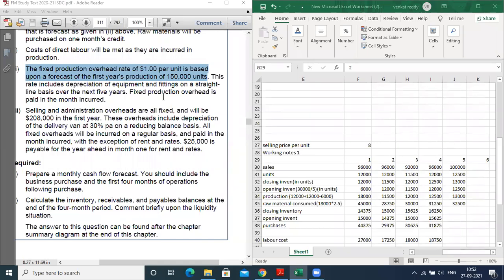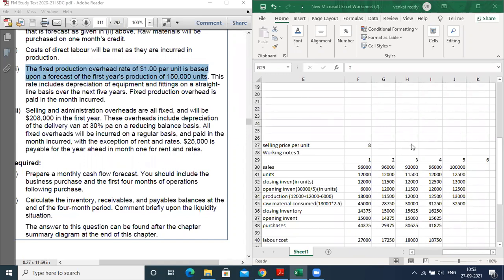So here they mentioned 30% of depreciation towards a delivery van, and all fixed overheads will be incurred on a regular basis and paid in the month incurred only, with the exception of rent and rates. $25,000 is payable for the year ahead in month one for the rent and rates. So it means that rent and rates are paid in advance.